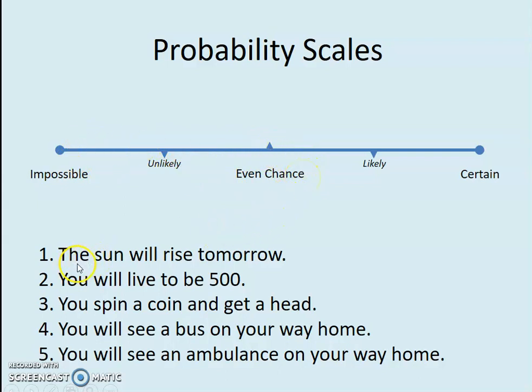Now consider this example. The sun will rise tomorrow. It will happen for sure. So, certain probability. You will live to be 500. In this today's world, it is not possible. So, it is impossible. You spin a coin and get a head. You have an even chance of happening. You will see a bus on your way home. It is likely to happen. You will see an ambulance on your way home. That is unlikely to happen.